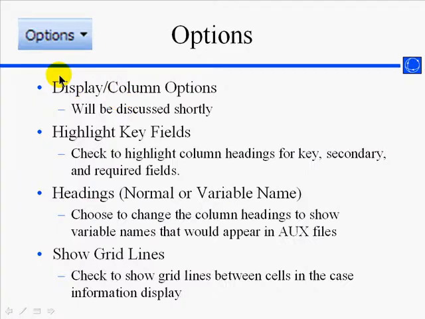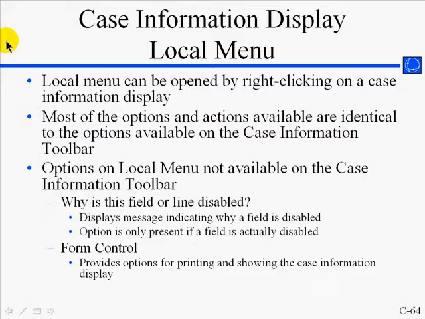And a lot of the things, as we mentioned, that you can access on the case information toolbar can also be accessed on a local menu by right-clicking. It's usually just a matter of preference, whether you prefer to right-click in the case info display or to select the options along the top on the case info toolbar. There are a couple items, as shown here, that are available only on the local menu and not on the case information toolbar. One that's particularly handy is this option to explain why a certain field or line is disabled.